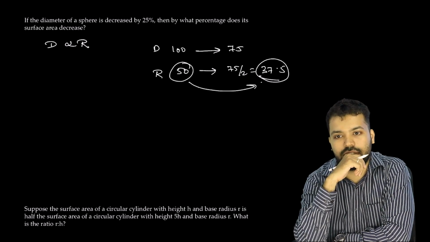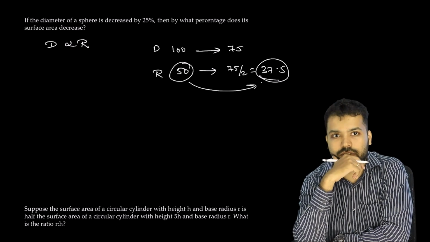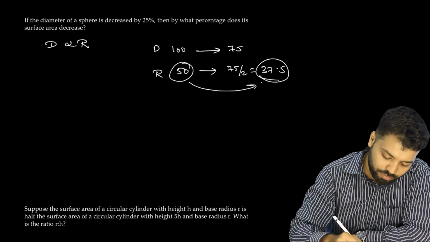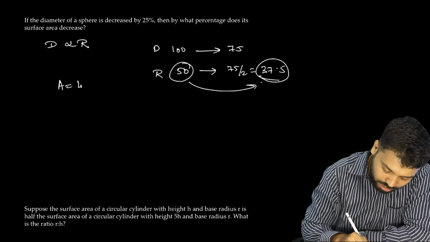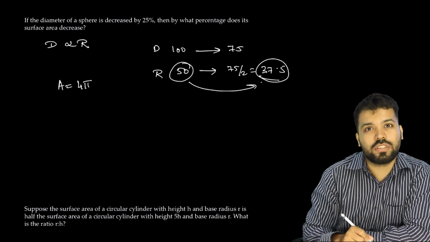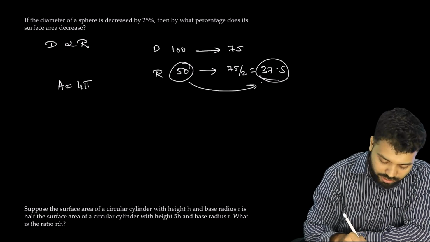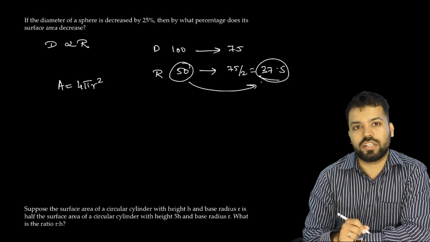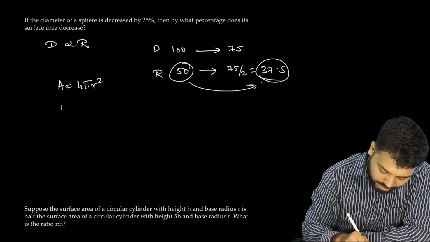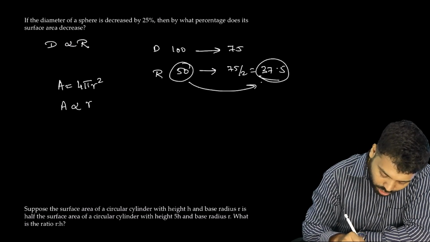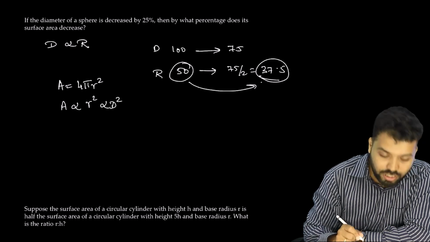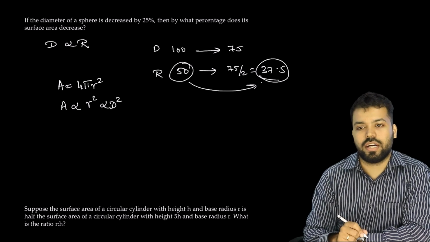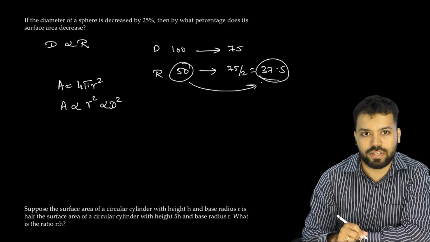R square, yes. This one is R square. Because our area formula is, what is the area formula? 4 pi r square, right? So as you can see, A is directly proportional to R square, or I can say directly proportional to D square. Correct? It is directly proportional to D square.